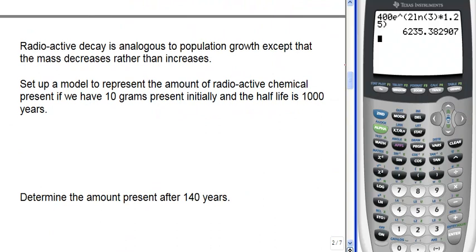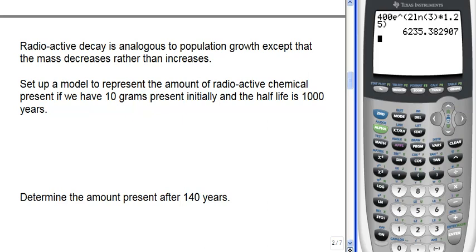Okay, another common type of word problem that you'll see with exponential growth and decay is radioactive decay. This is exactly the same, or analogous to population growth, except that instead of growing in population size, the mass is going to decrease instead of increase. So we're going to set up a model to represent the amount of radioactive chemical present if we have 10 grams present initially and the half-life is 1,000 years.